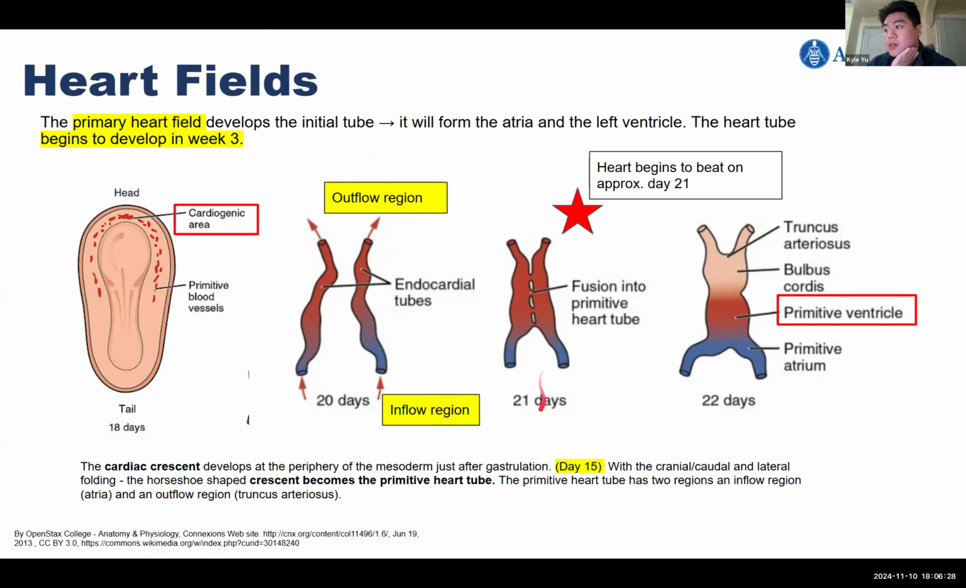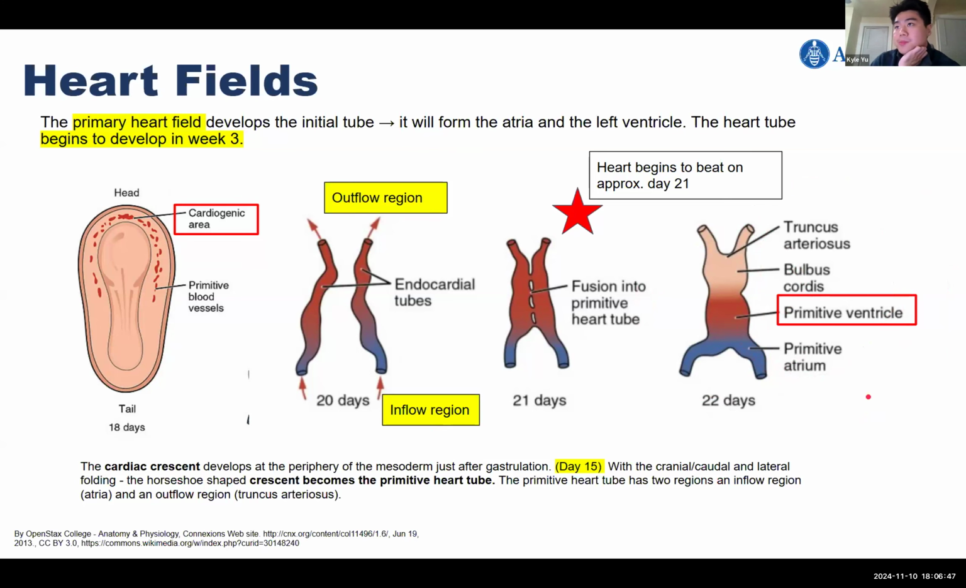All right. So at day 21, you have the fusion of these two endocardial tubes into one big structure, and this is also when the heart actually starts to beat in the fetus. Then we have this primitive heart tube and these primitive derivatives, which I'll get into in a sec.